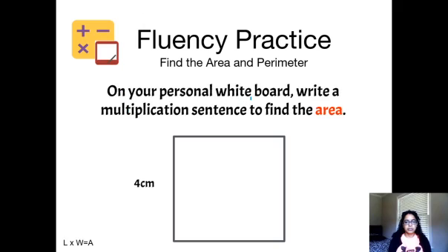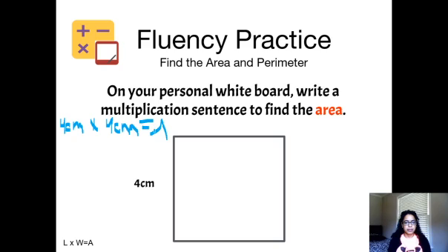So on your personal whiteboard, write a multiplication sentence to find the area. So we already have one down here, length times width, so let's go ahead and plug it in. We know all our sides are equal, so I know that it's going to be 4. So, very quickly, what is 4 times 4?